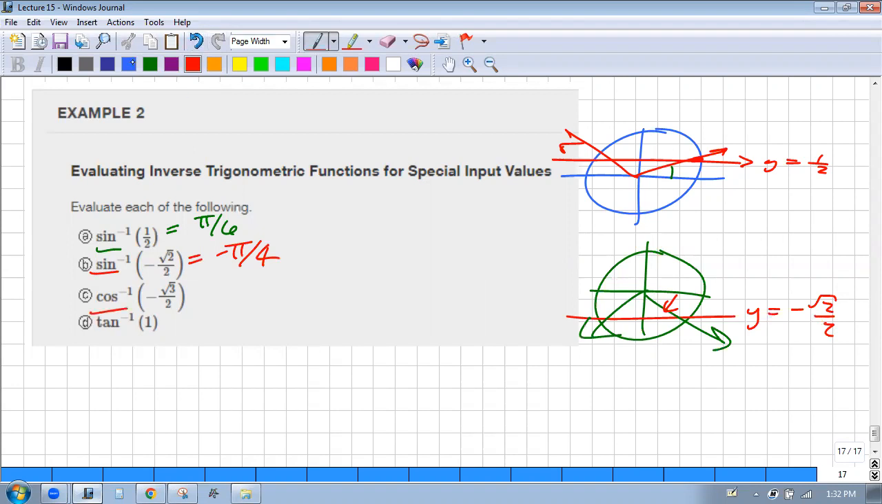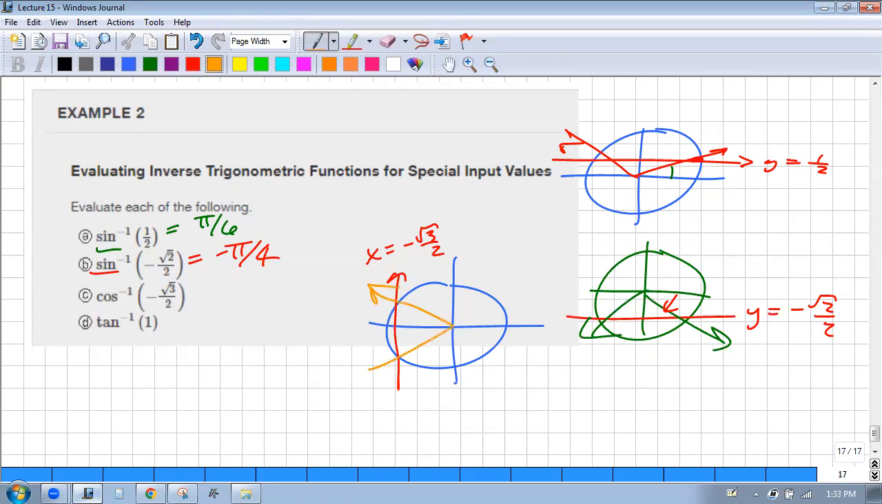Now we're dealing with cosine. Cosine is the x coordinate on the unit circle, right? So I'll treat this as an x coordinate. Here's the line where all the x values are negative root 3 over 2. So our angles of interest would be these, but cosine inverse only gives us one. It always gives us the one up here, the one that's between 0 and pi. So that would be 5 pi over 6, right?